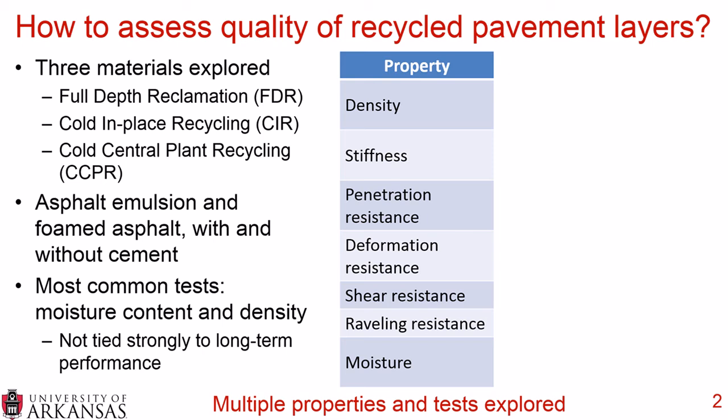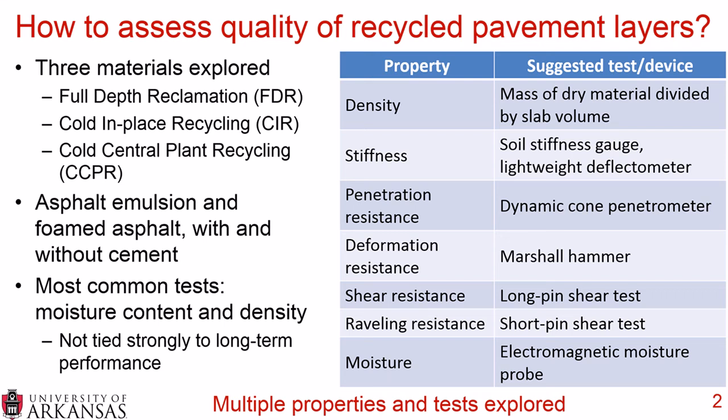So the properties they explored included density, stiffness, penetration resistance, deformation resistance, shear resistance and raveling resistance, and moisture level. And in order to explore these properties, for the density, they looked at the mass of the dry material divided by the slab volume. For the stiffness, they looked at the soil stiffness gauge and the lightweight deflectometer.